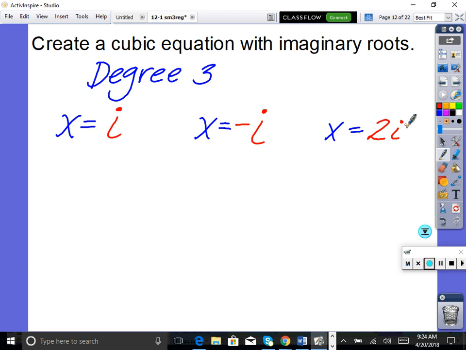Does it? Why do you say no? Because then what? So you're saying then you would need -2i? And now what degree is it? 4. That is not possible to have 3 imaginaries. You can have 2 because they come in conjugate pairs. It is not possible to have 3 imaginaries. So what's another solution we could use?